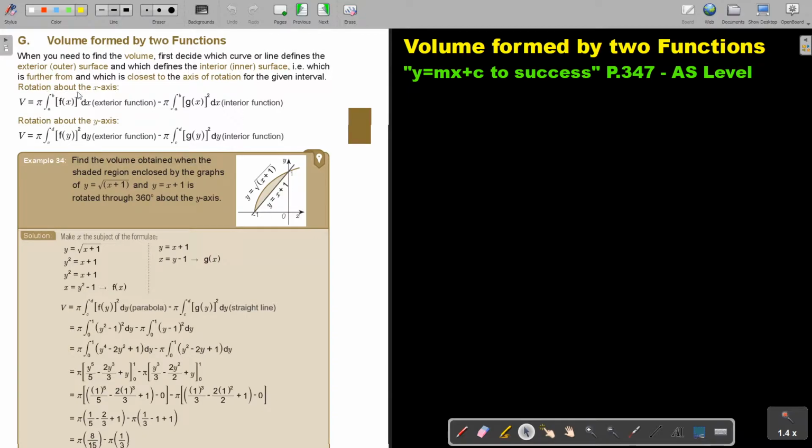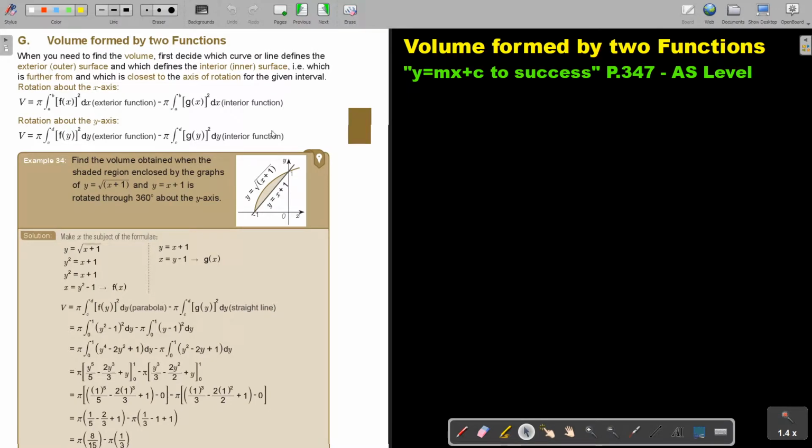So, rotation about the x-axis, then you make y the subject of the formula. Don't forget pi, don't forget to square. So, it's exterior minus interior. And rotation about the y-axis, now you make x the subject of the formula. Don't forget pi, don't forget to square.